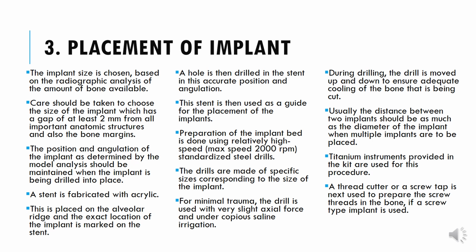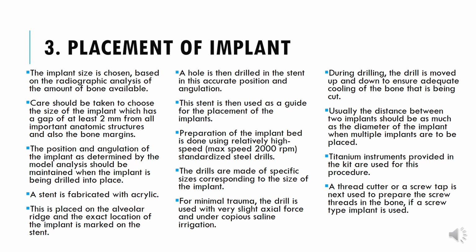Preparation of the implant bed is done using relatively high speed, maximum speed up to 2000 rpm, standardized steel drills. The drills are made of specific sizes corresponding to the size of the implant. For minimal trauma, the drill is used with very slight axial force and under copious saline irrigation. During drilling, the drill is moved up and down to ensure adequate cooling of the bone that is being cut. Usually, the distance between two implants should be as much as the diameter of the implant when multiple implants are to be placed. Titanium instruments provided in the kit are used for this procedure.